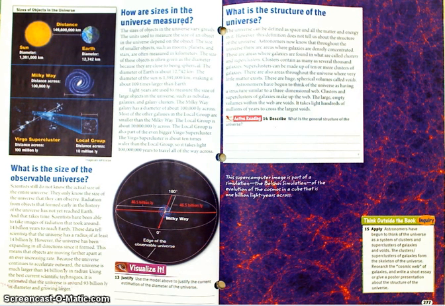The diameter of Earth is about 12,742 kilometers. The diameter of the Sun is 1,391,000 kilometers, making it about 109 times the diameter of the Earth.